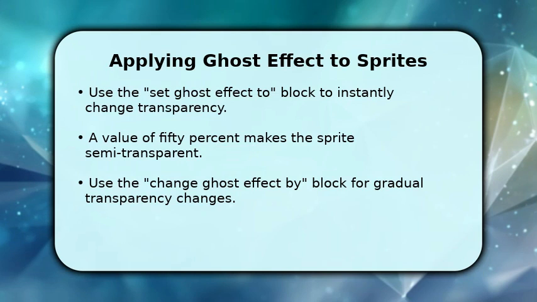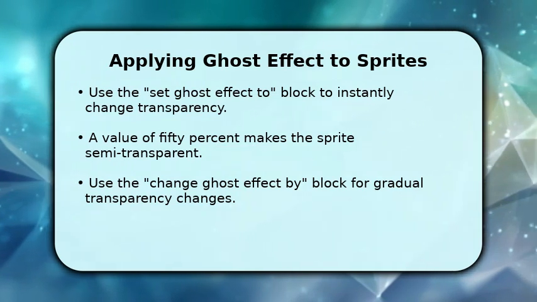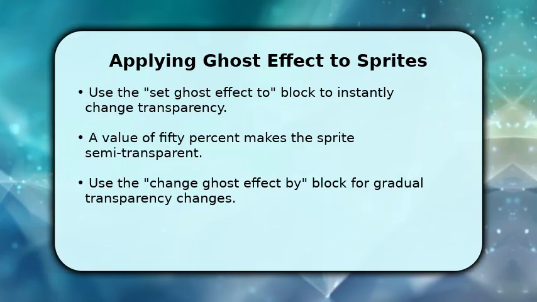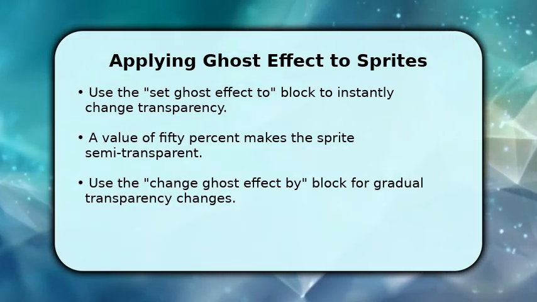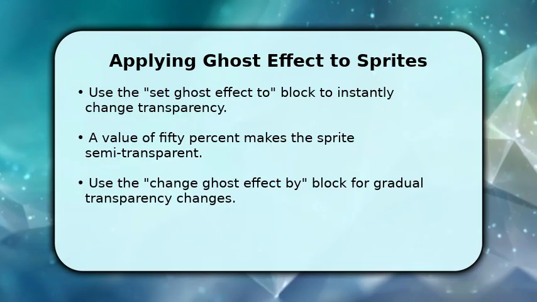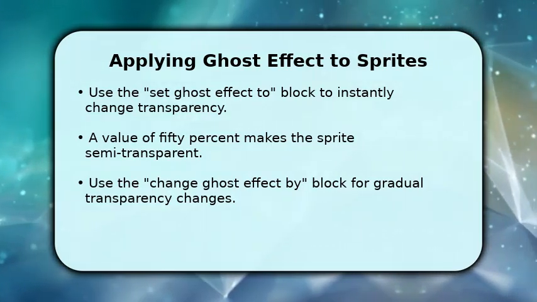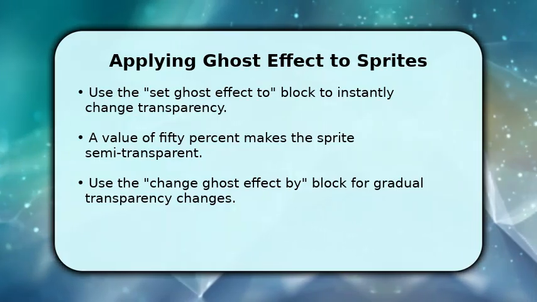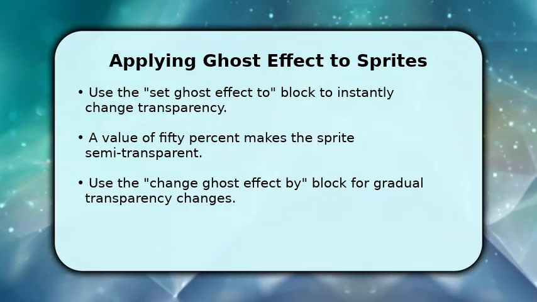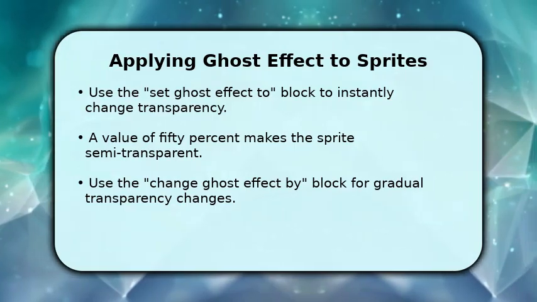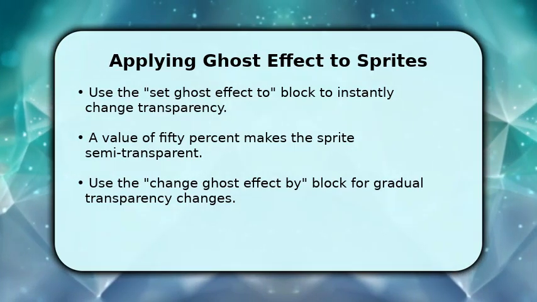To apply the ghost effect, you'll primarily use two blocks. The Set Ghost Effect to block instantly changes a sprite's transparency to a specific value, from 0 to 100. For example, setting it to 50% makes your sprite half visible. For smoother, gradual transitions, use the Change Ghost Effect by block. This block adds or subtracts from the current ghost effect, allowing for dynamic fading animations over time.